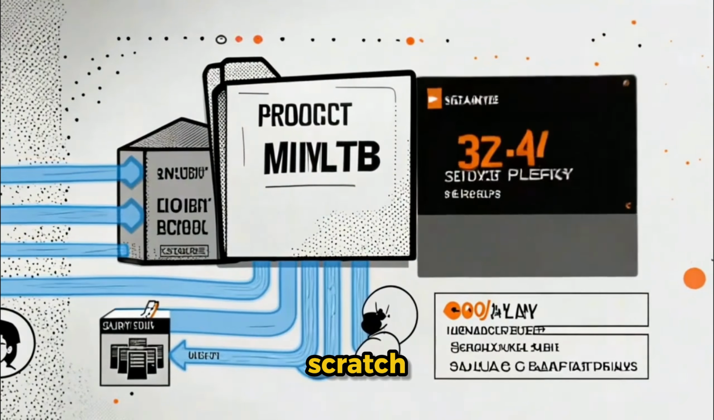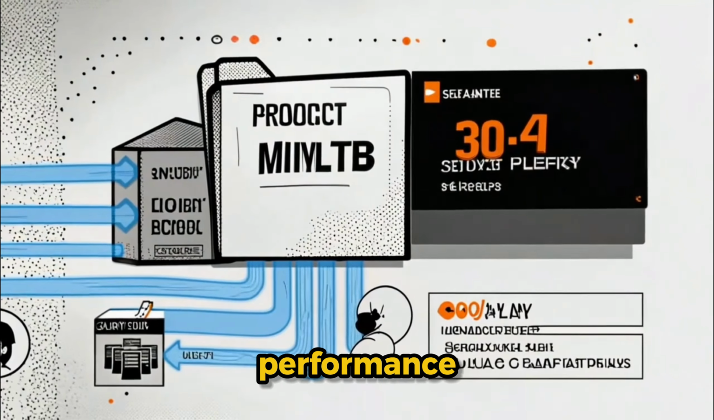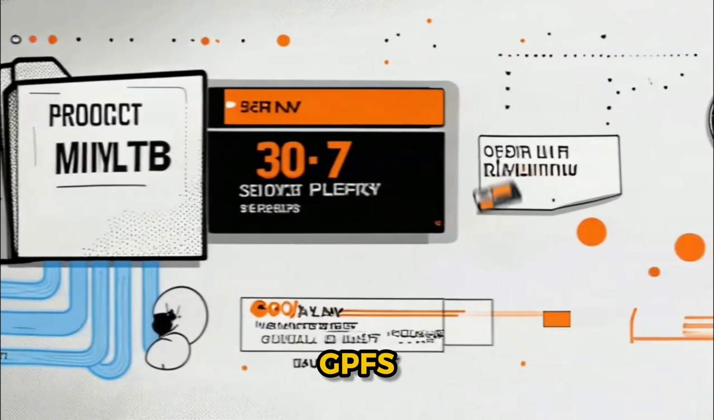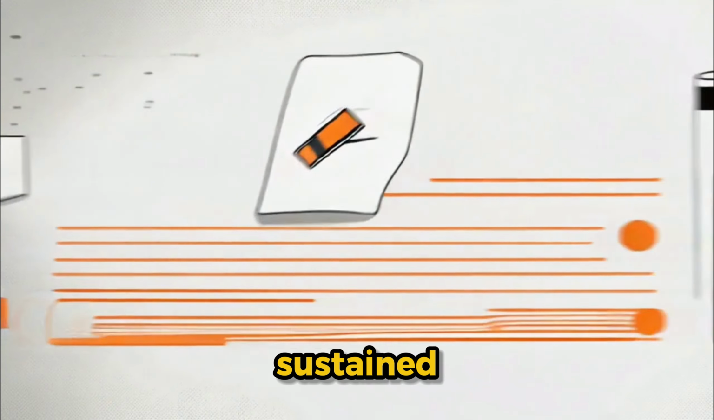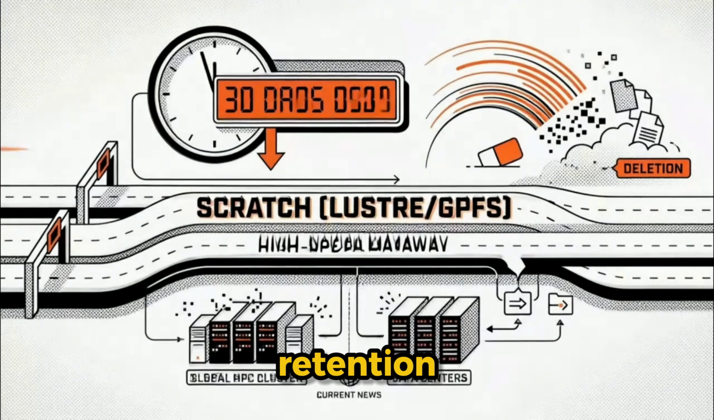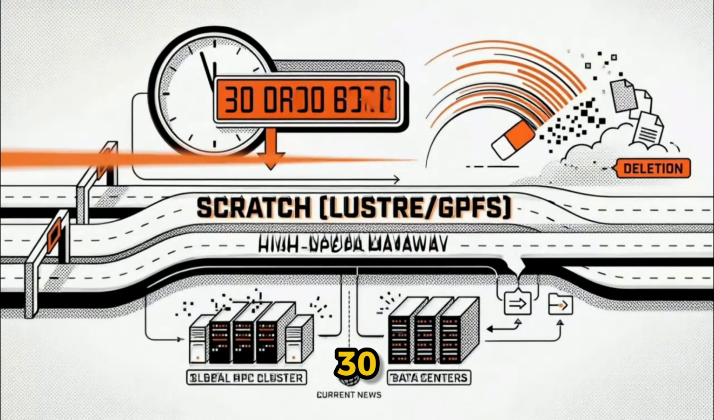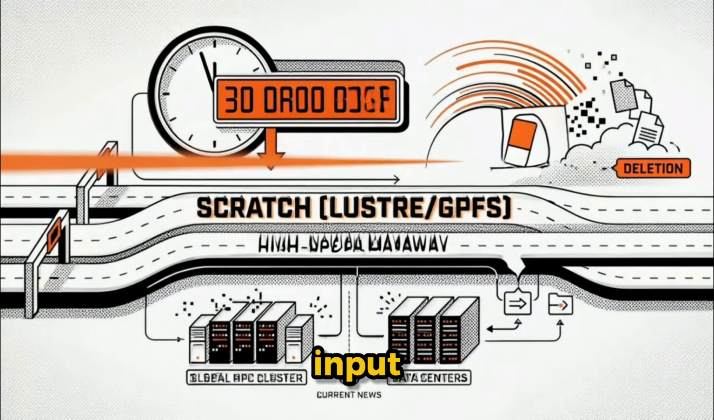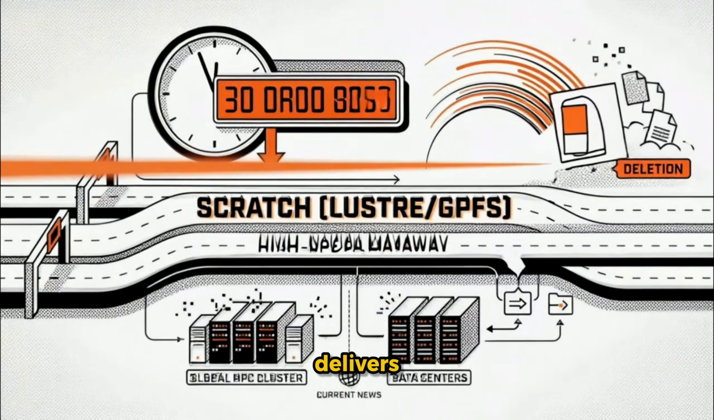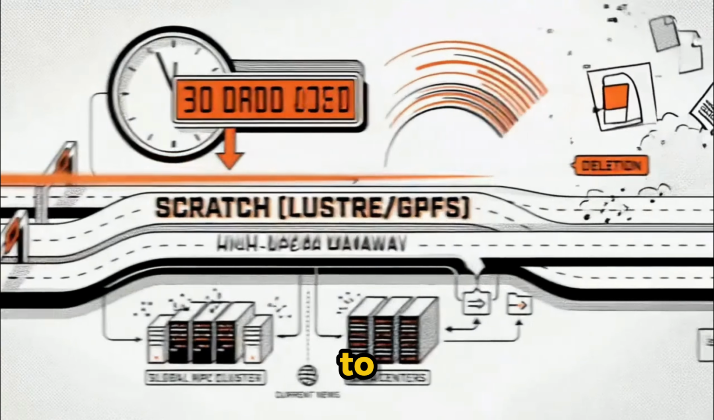The third is scratch storage. This is a high-performance parallel file system, typically implemented as Lustre or GPFS, with very high sustained throughput but no redundancy and automatic file purging after a defined retention period, usually between 30 and 90 days. Any large input or output data for an active job should live here, because the parallel file system delivers the bandwidth your compute nodes need to run efficiently.